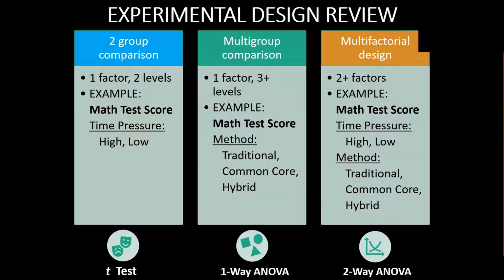And then with a multifactorial design, you have 2 factors, and those factors can have multiple levels as well. So let's say we combine both of these into one experiment. And we now are looking at time pressure and method, all in the same experiment. That's a multifactorial design, and you use a two-way ANOVA for that, okay? And we're gonna talk a little bit more about this going forward.